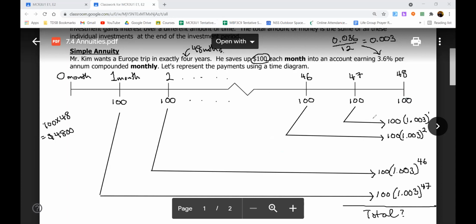When I say total, it means take this 100 plus the 100 times 1.003 plus 100 times 1.003 to the power of 2 plus to the power of 3 plus to the power of 4 plus to the power of 5 all the way to 46 plus 47. And if you look closely, you will see 100 at every single term. You will also see the same ratio being multiplied at every single term.